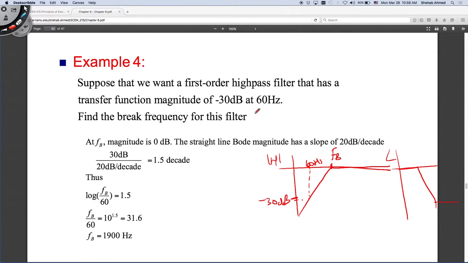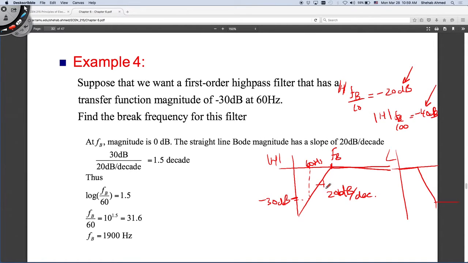At the break frequency for a high pass filter, the magnitude is 0, right? We know that this is a line with a fixed slope of 20 dB per decade, right? So at FB over 10, we expect a magnitude of the transfer function equal to minus 20 dB. And the magnitude of the transfer function at FB over 100 is equal to minus 40 dB. So this is 1 decade away, this is 2 decades away, right?